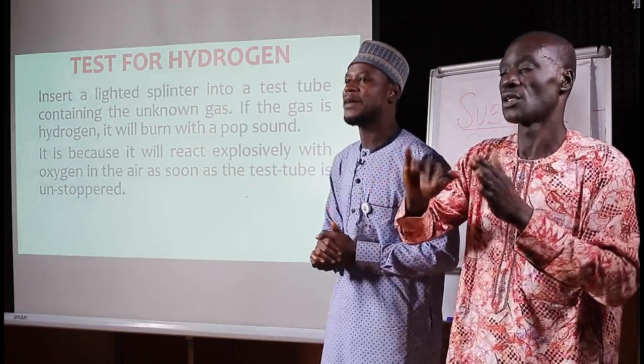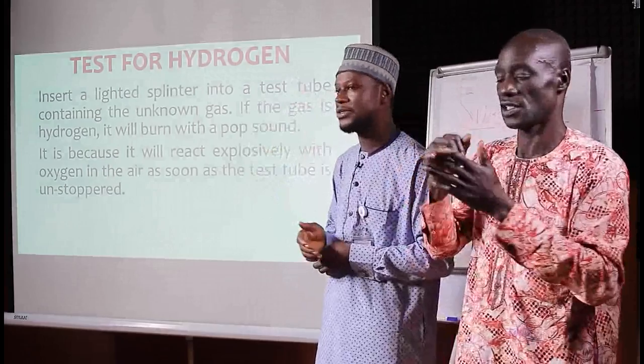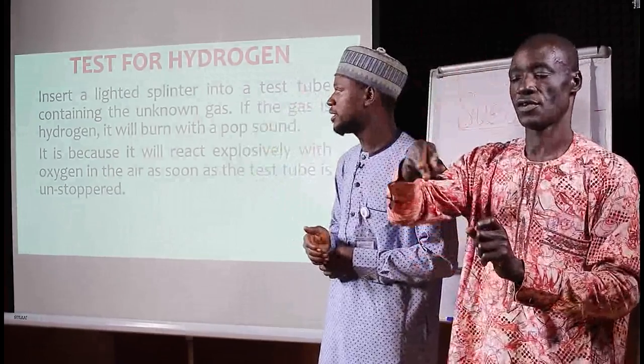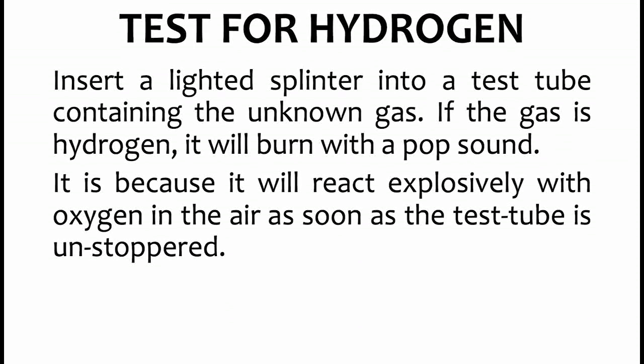So how do we identify hydrogen in the laboratory? This brings us to what we call test for hydrogen. So in the laboratory, we test for hydrogen as follows. Insert a lighted splinter into a test tube containing an unknown gas. If the gas is hydrogen, it burns with a pop sound. Generally, we said hydrogen gives a pop sound when it is lighted with a splinter.